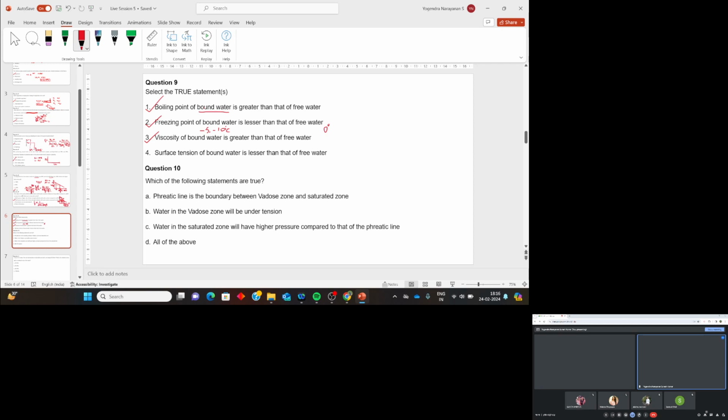B, sir, yes. Surface tension of bound water is greater than the free water. Once explain that statement also.